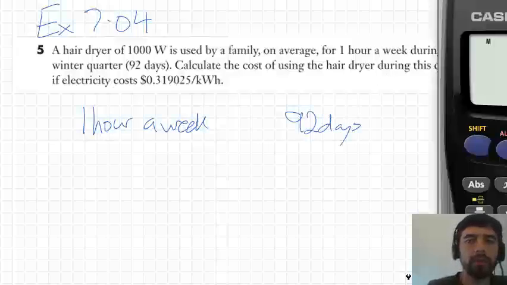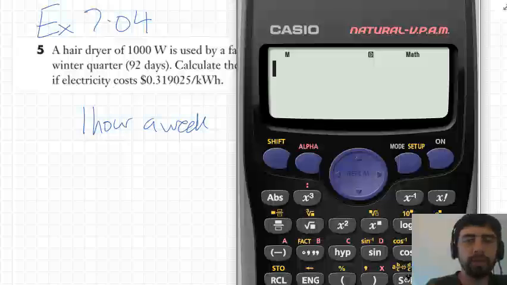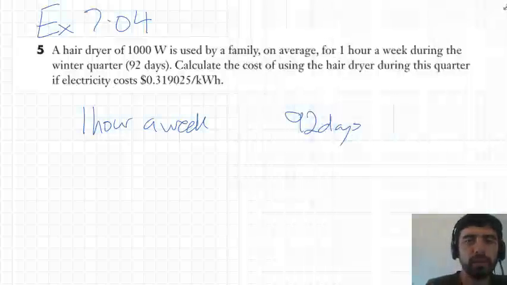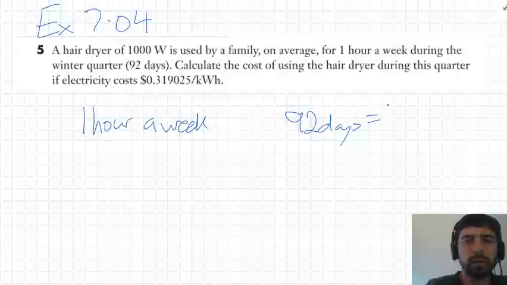Well, I guess if I grab my calculator over here, you won't be able to see everything. But if I go for 92 days divided by 7, we'll find out that that is 13 1/7 of a week. 13 and 1/7 weeks.